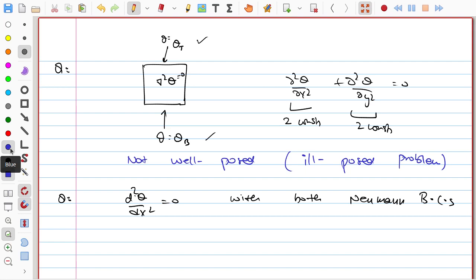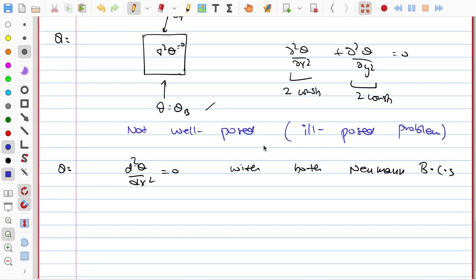So what about this? Same equation in one dimension now. d2 theta by dx2 equal to 0. We just solved it. It has two constants of integration, c1 and c2, but both the boundary conditions are Neumann. Is it well posed or ill posed? How many people say it is well posed? Proper raise of hand. If you are confident, you raise your hand. If not, then you don't raise your hand. How many people say it is ill posed? Just one correct answer. It's ill posed.